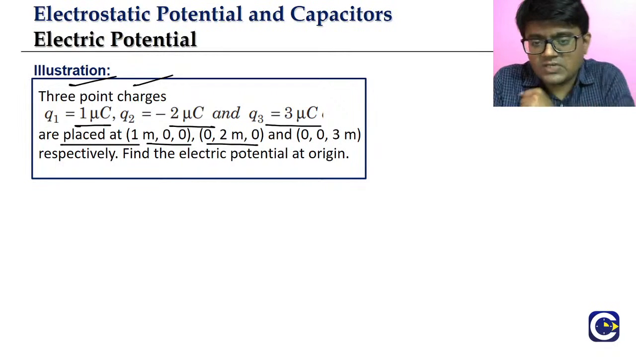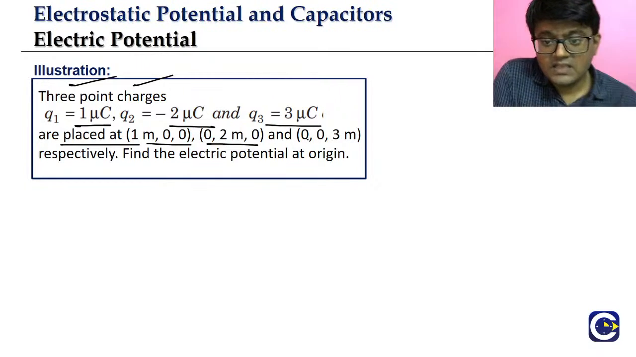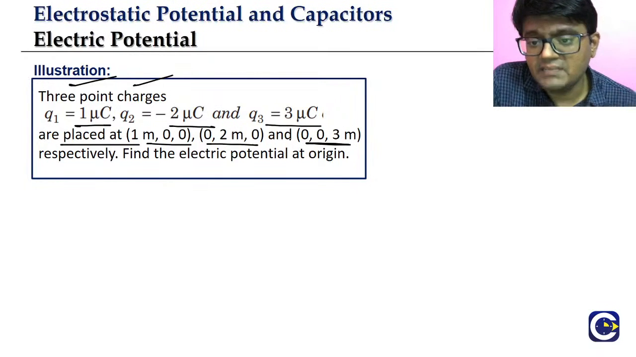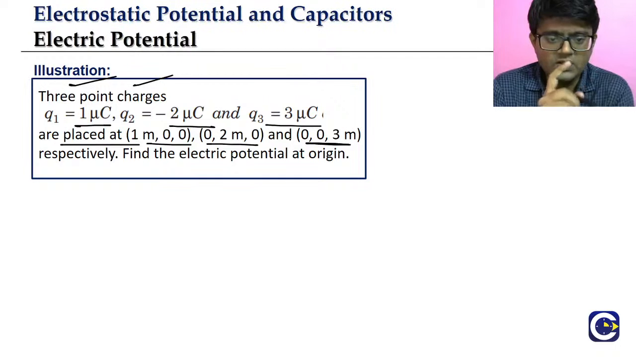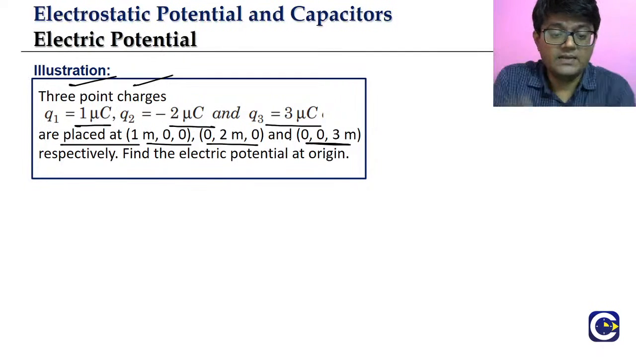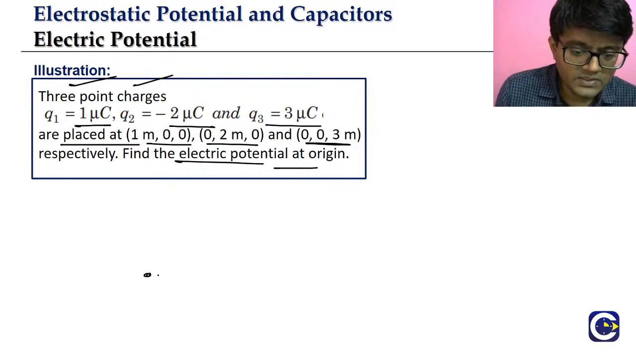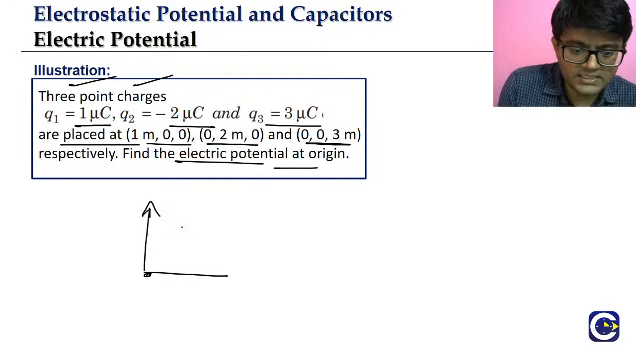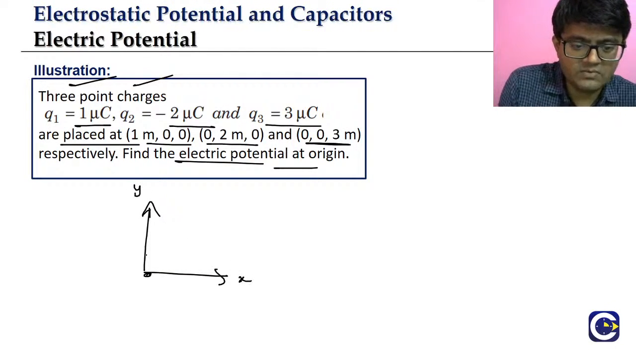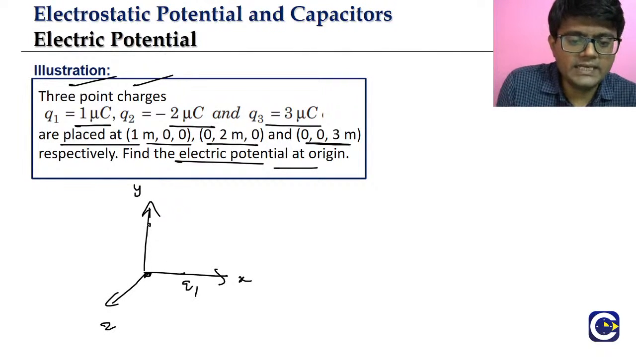0, 2, 0 means it is on the y axis. Next, look, 0, 0, 3 means it is on the z axis. One charge is on the x axis, another charge is on the y axis, and another charge is on the z axis. Find the electric potential at the origin. That's all. So we have to find the electric potential at the origin. Look, we can take this as the x axis, this as the y axis, and this as the z axis. q1 is here, q2 is here, q3 is on the z axis.